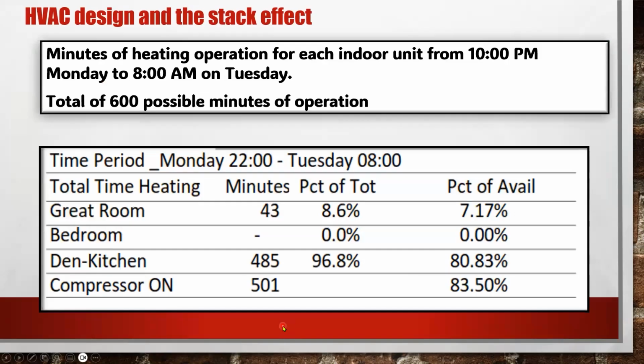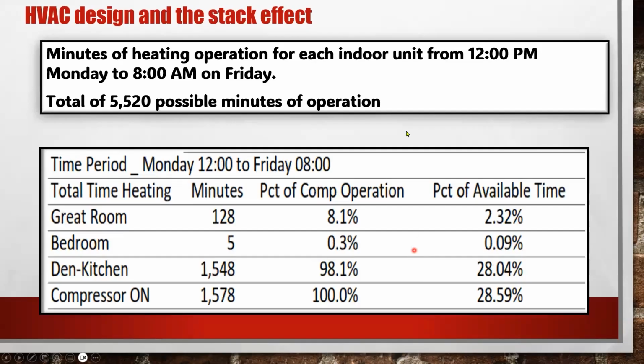So for that first night, the den kitchen unit ran 485 minutes out of a possible total of 600 minutes. The great room, 43 minutes, and the bedroom, not at all. The heat from the downstairs den kitchen unit heated the upstairs of this house due to the stack effect, the buoyancy of heated air rising. This was completely unexpected. I did expect the bedroom unit to run a little bit. Didn't run at all.